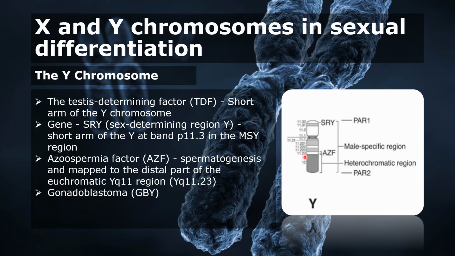11.23 is the AZF. We also have a locus for susceptibility to gonadoblastoma on the Y chromosome, giving a high incidence of gonadoblastoma in females. Deletion mapping localized this gene near the centromere, and it has raised the possibility of multiple gonadoblastoma loci dispersed on this chromosome.